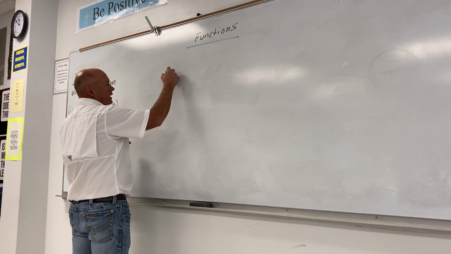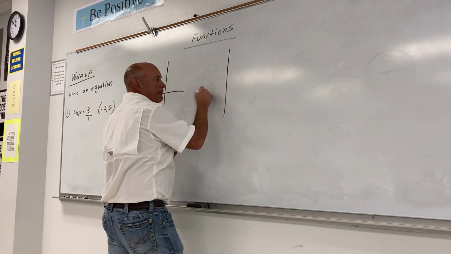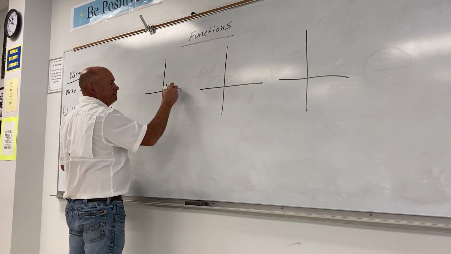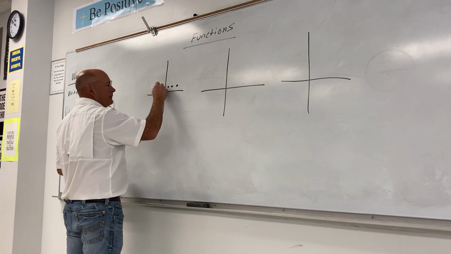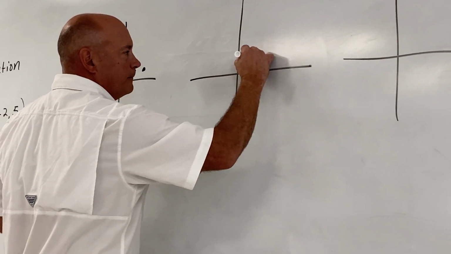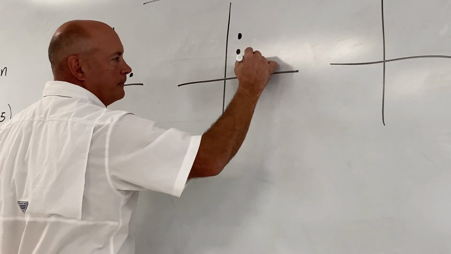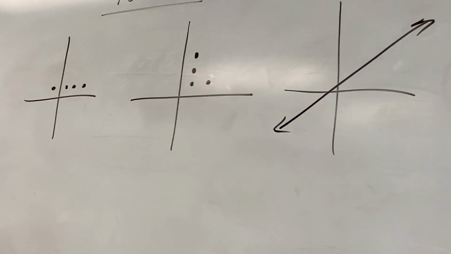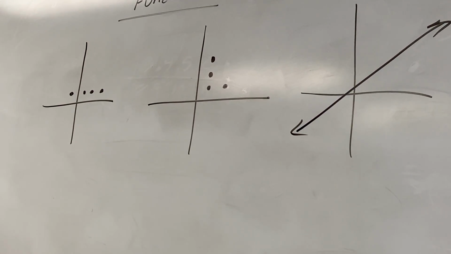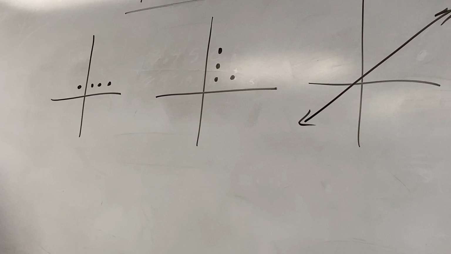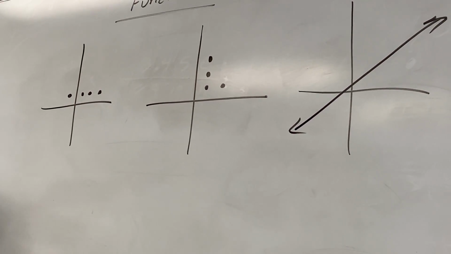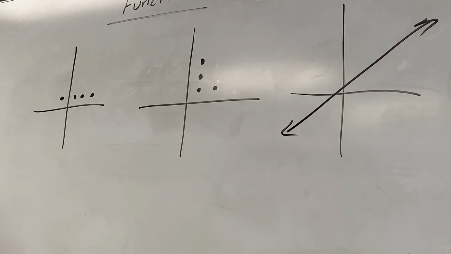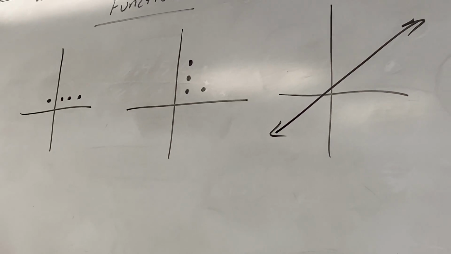I'm going to put a couple of different graphs up here. About 3 of them. And then we'll look and see if we think it's a function or not. So we got 3 different graphs. They don't have to be perfect. But I'm going to tell you, one of the 3 is not a function. The other 2 are a function. Which one do you think is not a function? The second one. The second one is the correct answer.